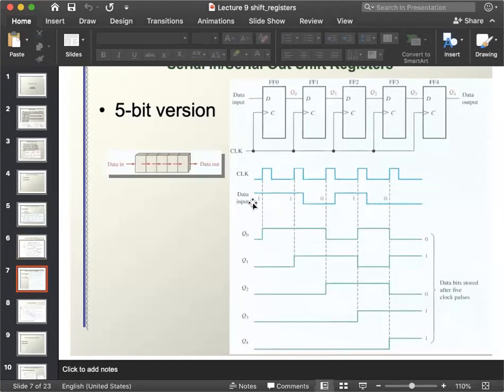11010. So first clock cycle 1, second clock cycle 1, third clock cycle 0, fourth clock cycle 1, fifth clock cycle 0. So on my first clock beat, my last 0 will go as an output. Every bit will shift, and my second clock cycle 1 will go as output. In my third clock cycle 0 will go as output. So you can see all your input will go as output one by one.